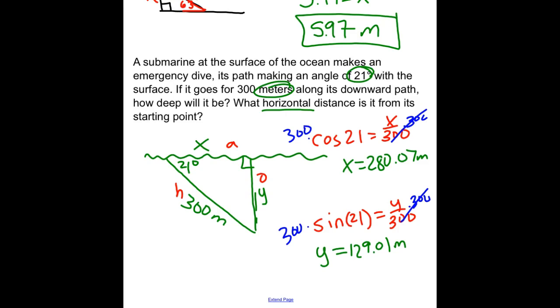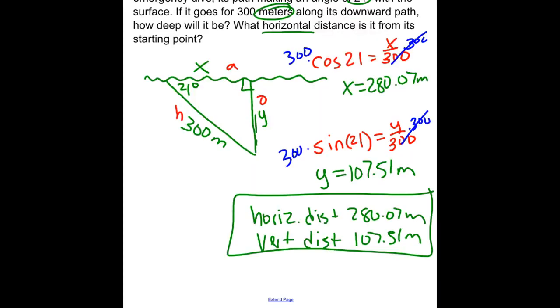That's a mistake. Let me pause and fix that one. I made a typo. I couldn't read my own handwriting. I thought I had written a 360 there, but if I use a 300, my y should be 107.51 meters. That makes more sense. And then we have to label our horizontal distance. That was the x, 280, and our vertical distance, that was the y, 107.